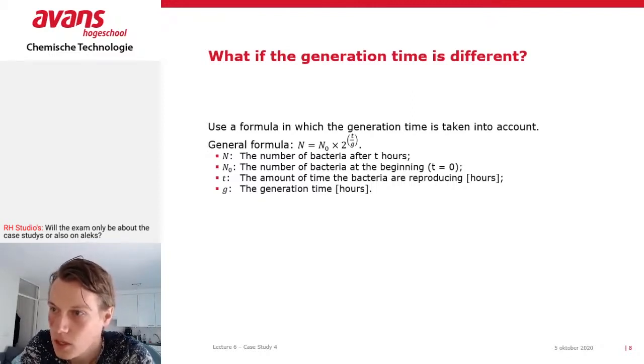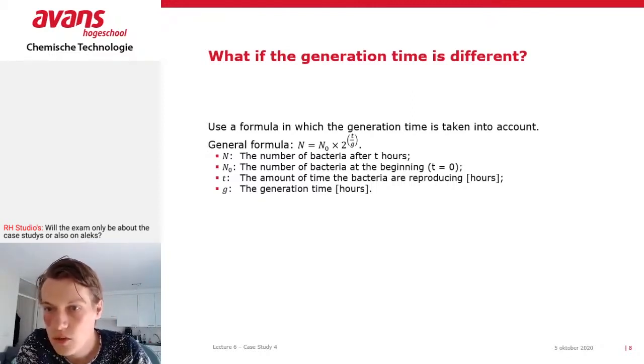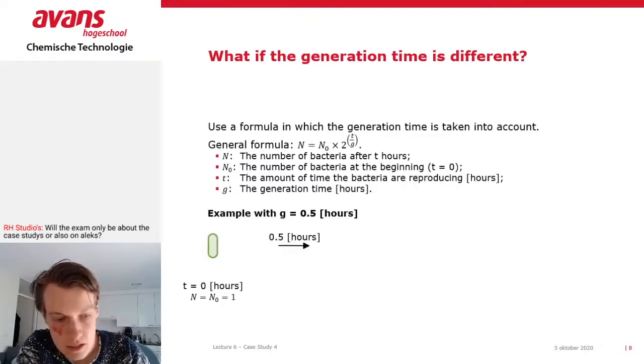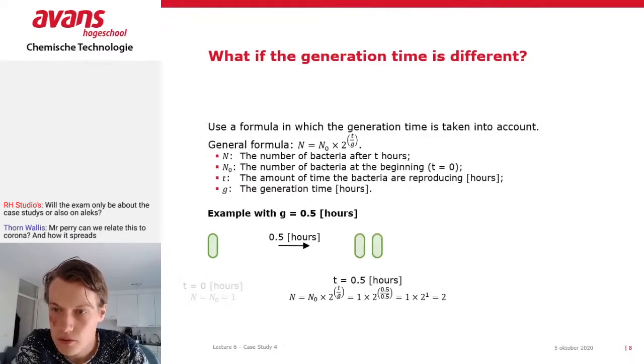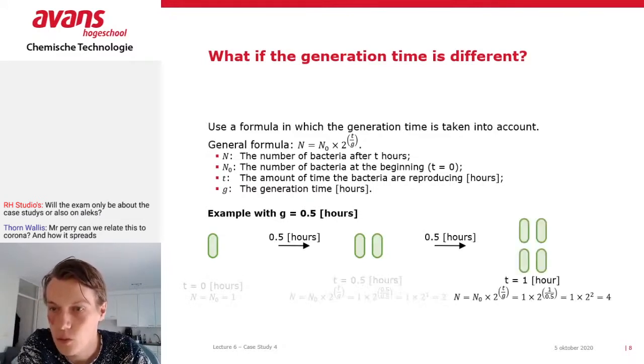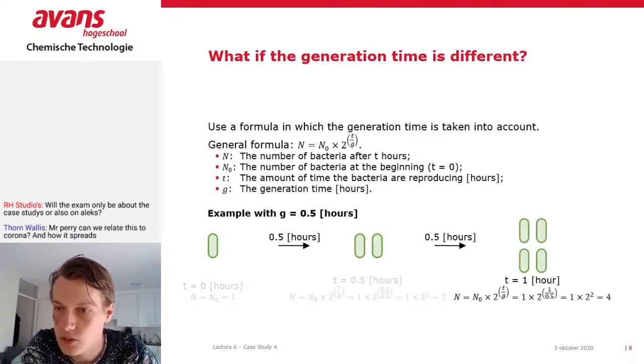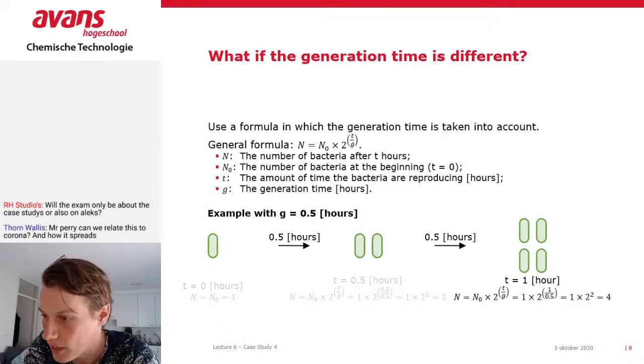But if your generation time is like half an hour, that means your amount of bacteria doubles every half an hour, so your bacteria are growing faster. After 0 hours you have 1 bacteria, after half an hour you have 2 bacteria, and after 1 hour you have 4 bacteria. You can just use the formula and calculate the amount of bacteria.